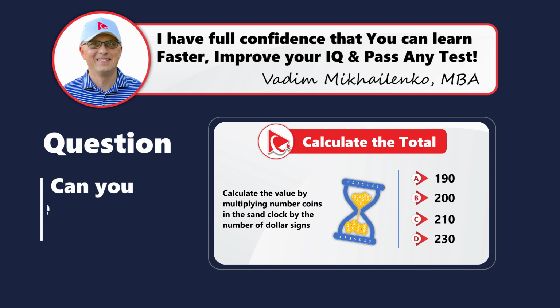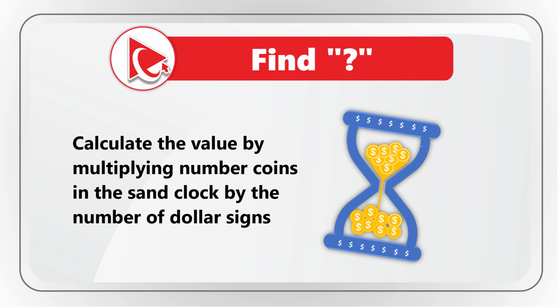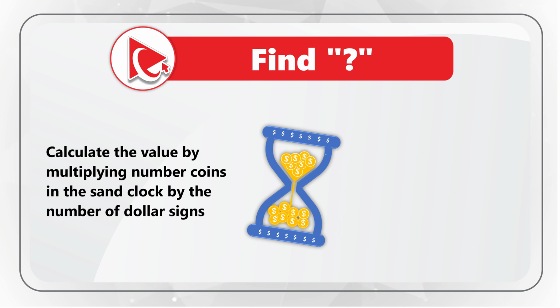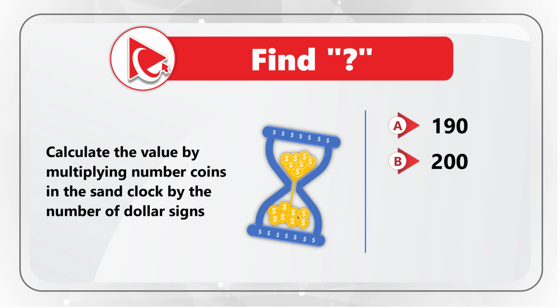Here's the problem for you to test your business math skills as well as attention to details. You need to calculate the value by multiplying number of coins in the cent clock by the number of dollar signs. You need to select out of 4 possible choices. Choice A, 190, choice B, 200, choice C, 210, and last but not least, choice D, 230.